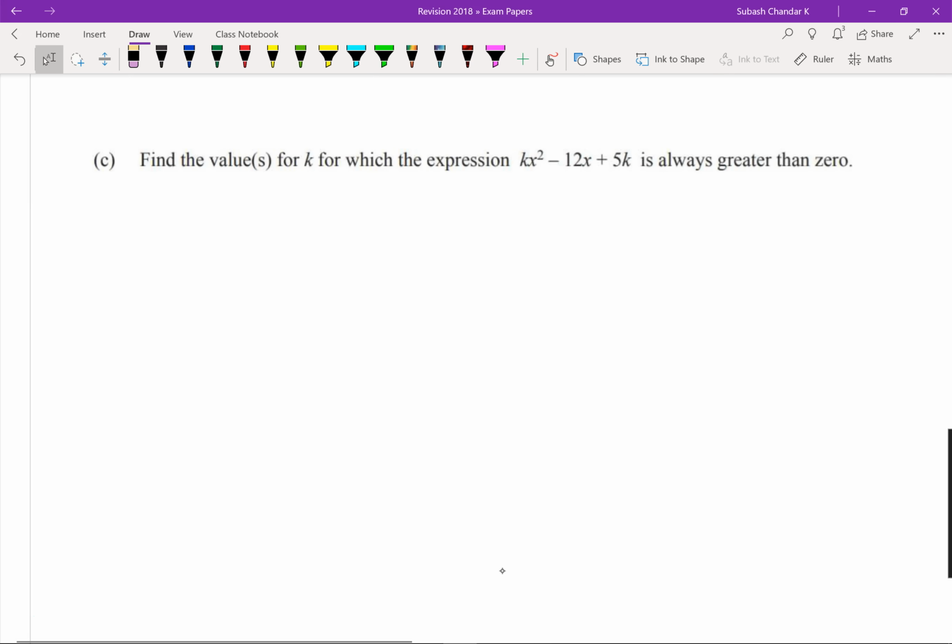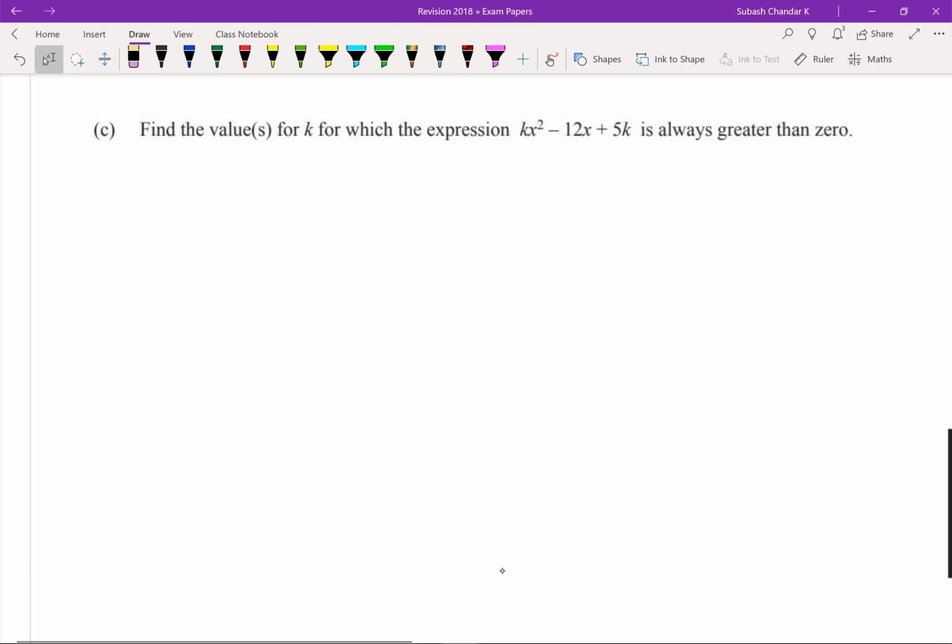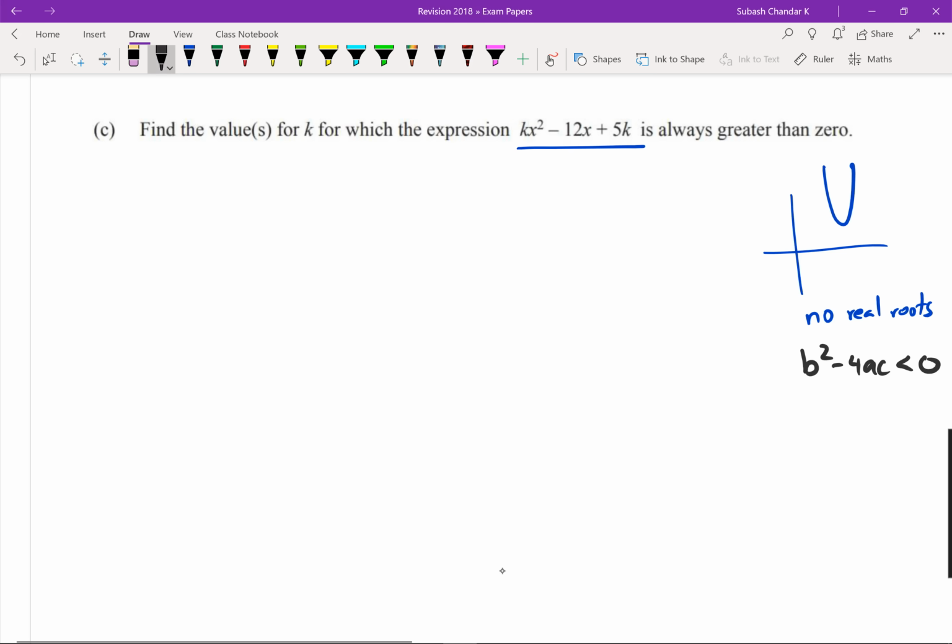Now, with this question, it says, find the values for k for which this expression is always greater than 0. If you look at the graph, this is a quadratic. And if it's greater than 0, that means it's not going to have any roots. So it's going to have no real roots, which means our discriminant is going to be less than 0. Okay, that's the first step that you guys need to know.